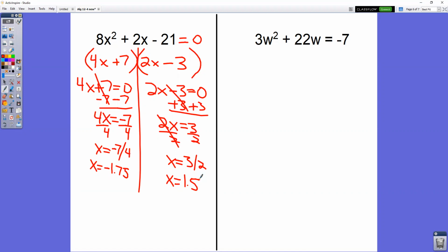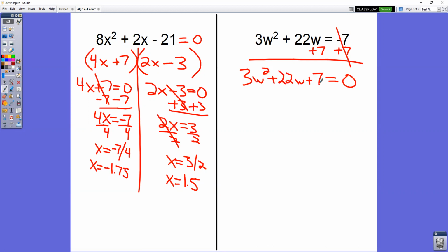What's wrong with the next one? Well, the next one is not equal to 0. So the first thing that we would have to do is +7 and +7, because we want that right-hand side equal to 0, not equal to -7. So you would have 3w squared plus 22w plus 7. Then you have to go through and do reverse FOIL.